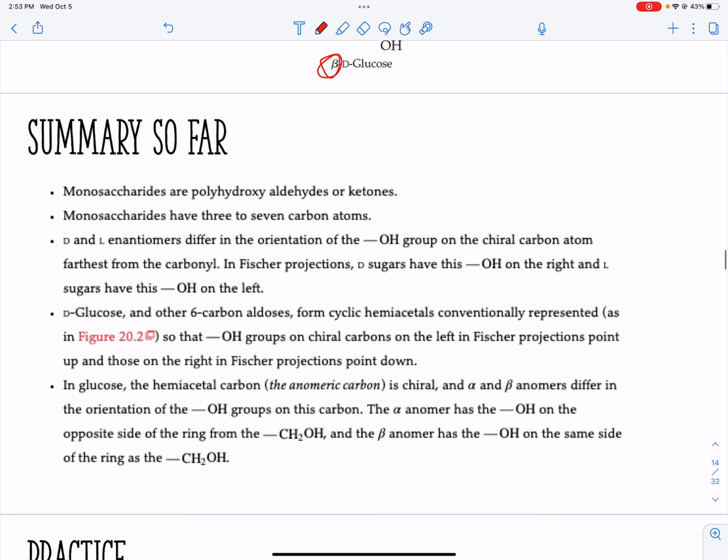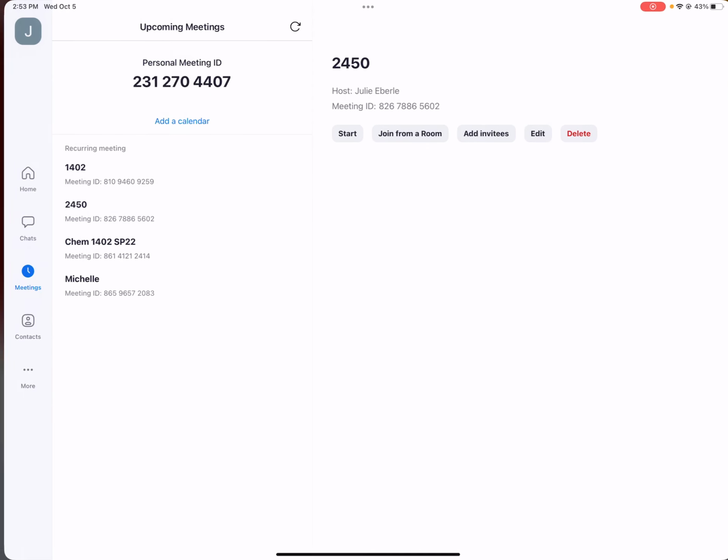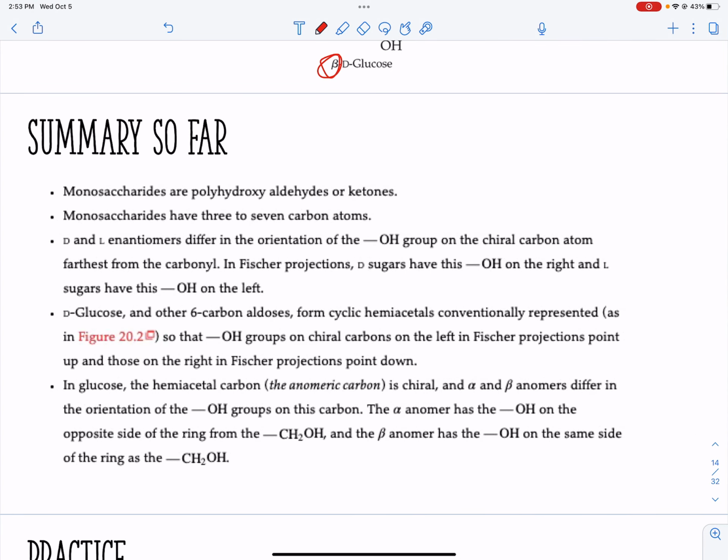This is just a summary so far. I'm just going to read through a few of these things. Monosaccharides are polyhydroxyaldehydes or ketones. They can have 3 to 7 carbon atoms. The D and L enantiomers differ in the orientation of the OH group on the chiral carbon farthest from the carbonyl carbon. Pause and make sure you understand that phrase, farthest from the carbonyl carbon. In Fischer projections, D sugars have this OH group pointing to the right, and L sugars have this OH pointing to the left.